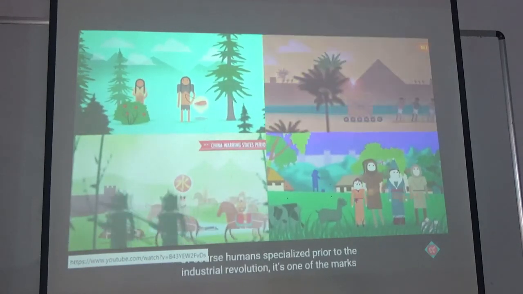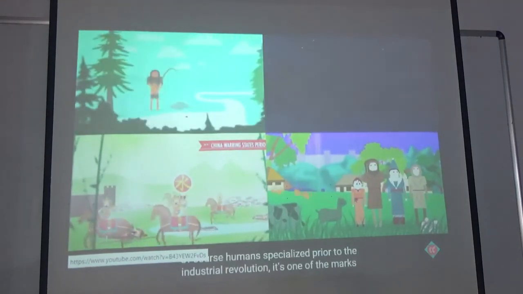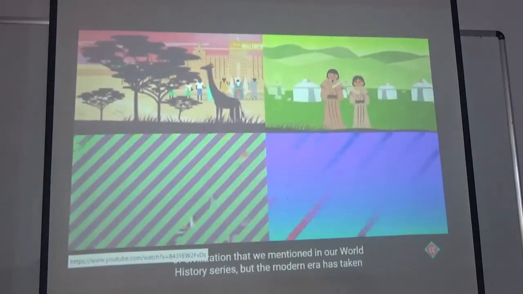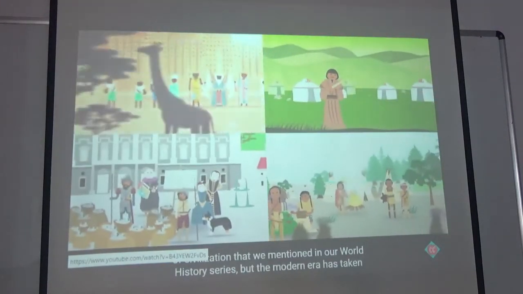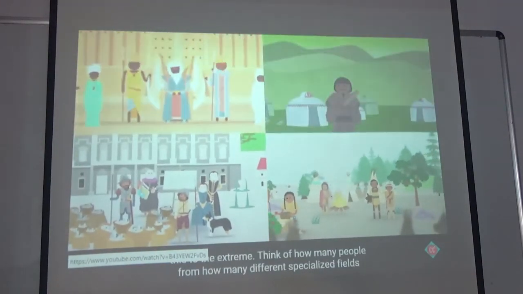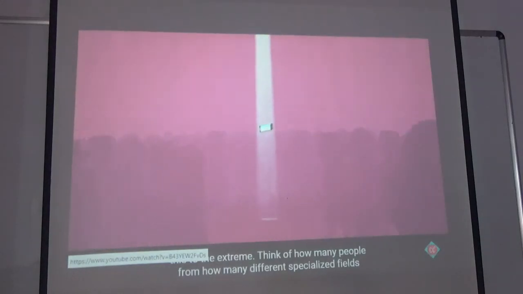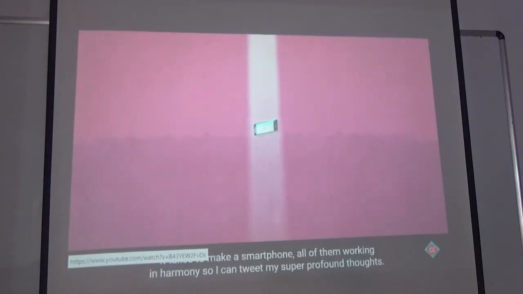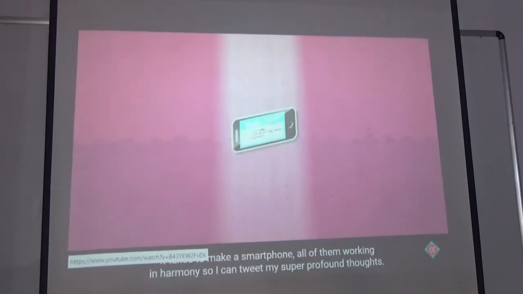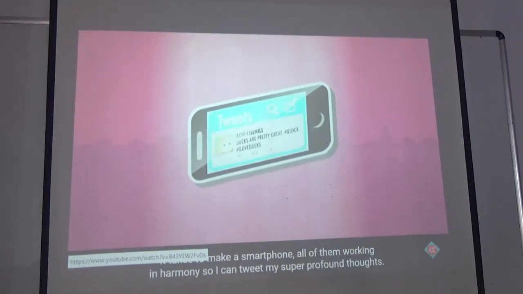Of course, humans specialized prior to the Industrial Revolution. It's one of the marks of civilization that we mentioned in our World History series. But the modern era has taken this to the extreme. Think of how many people from how many different specialized fields it takes to make a smartphone. All of them working in harmony so I can tweet my super profound thoughts.